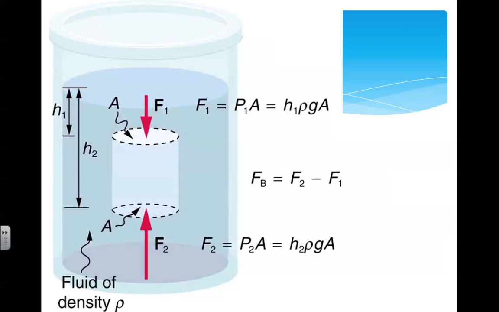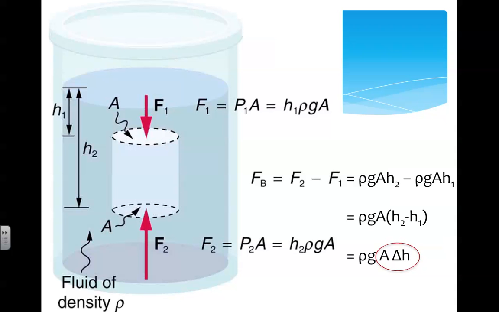Plugging in the formulas for F2 and F1, we get rho g A h2 minus rho g A h1. We can factor out the rho g A, and we're left with h2 minus h1 in parentheses. But h2 minus h1 is known as delta h, so we can replace what is in parentheses with delta h. But area times height is known as volume, so we can replace A delta h with V, the volume.